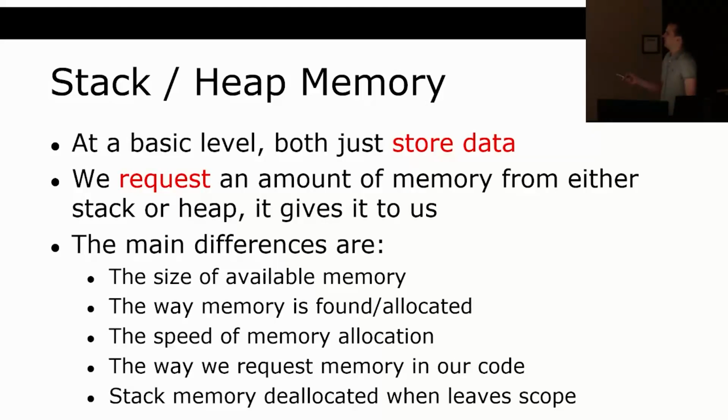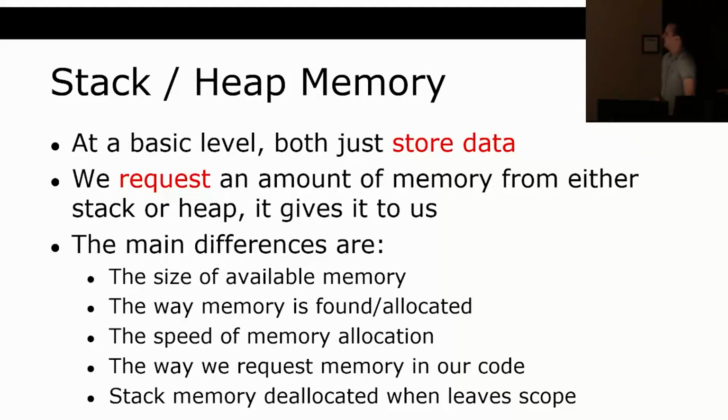The first big difference is the size of the available memory. Okay, and we'll talk about that in a bit. Also, the way that the memory is found and the way that the memory is allocated. The speed of the memory allocation, so using the stack when possible is much faster than using the heap. The syntax, or the way that we request memory in the code, is different. So there's just a different syntax for saying, hey, I want this to be on the stack versus, hey, I want this to be on the heap.